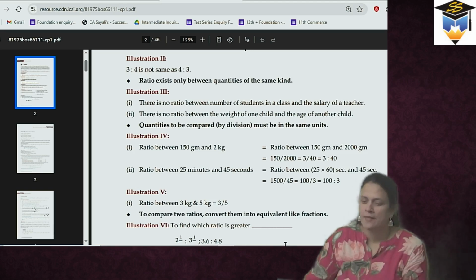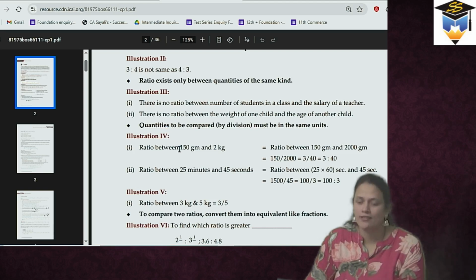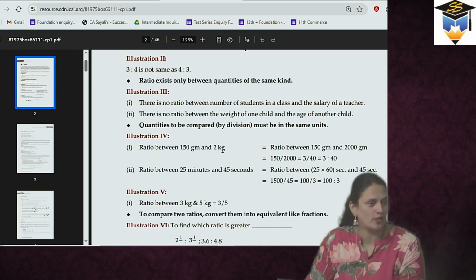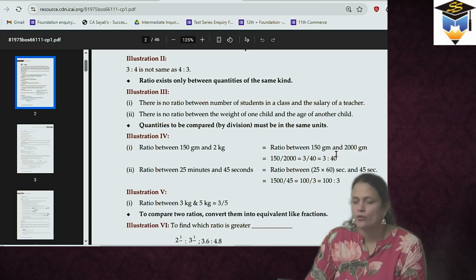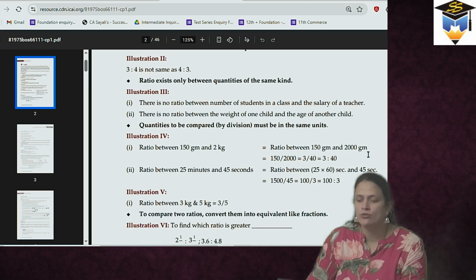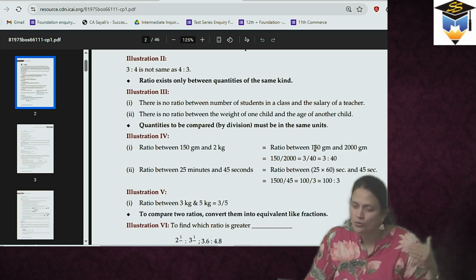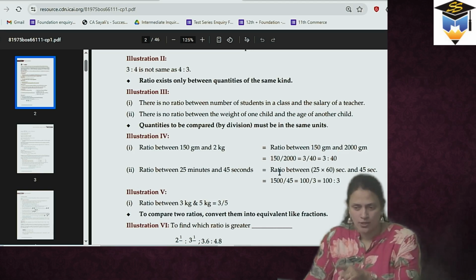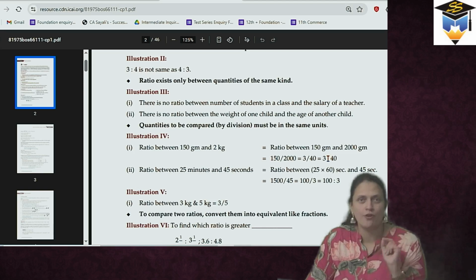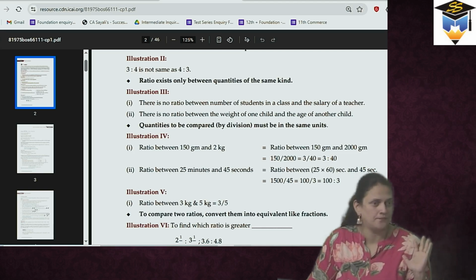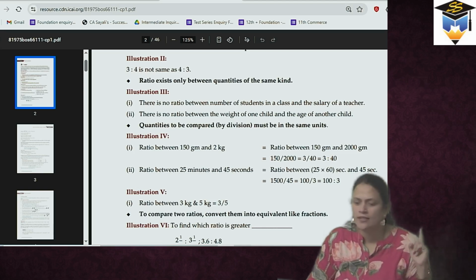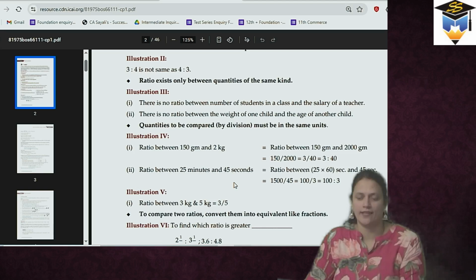If you see here, the ratio between 150 gram and 2 kg is given to us. So 150 gram is to 2 kg. Again I have told you convert kg to grams. So whenever you convert kg to grams, you will get the ratio in the lowest form as 3:40. It's easy. Next, ratio between 25 minutes and 45 seconds.